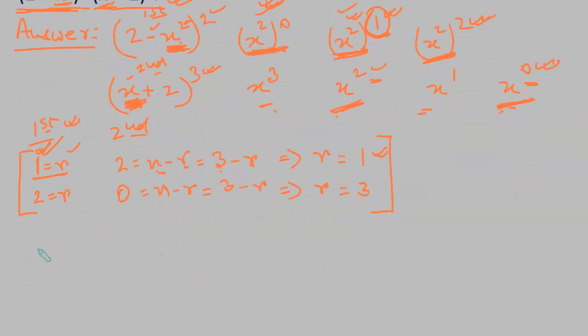So for the first expression, that is (2 − x²) raised to the power of 2, we will be needing r equal to 1 and r equal to 2. So we start with 2C1, because n is 2. 2C1, 2 raised to the power of 2 minus 1, that is 1.